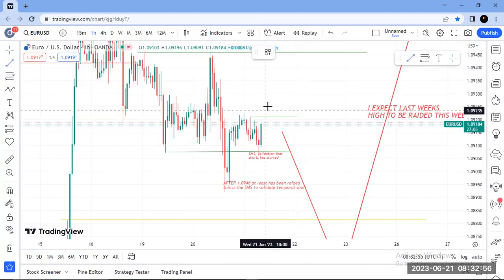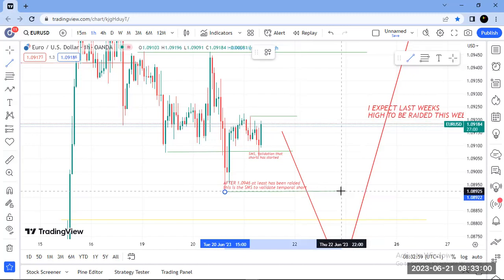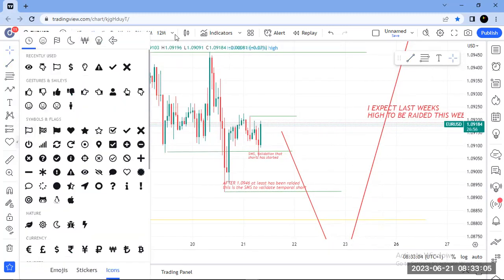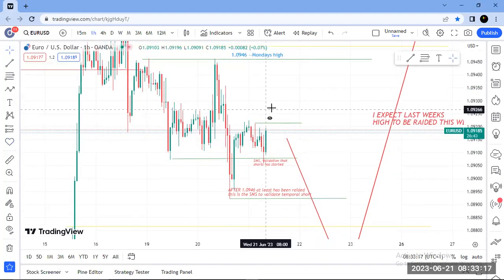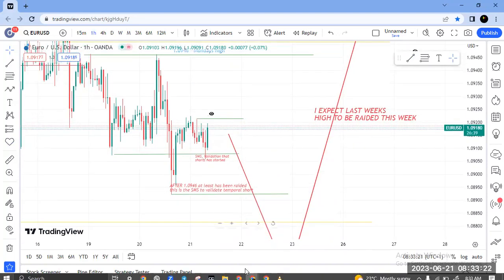So if you are selling here, this is your first draw on liquidity. Understand?